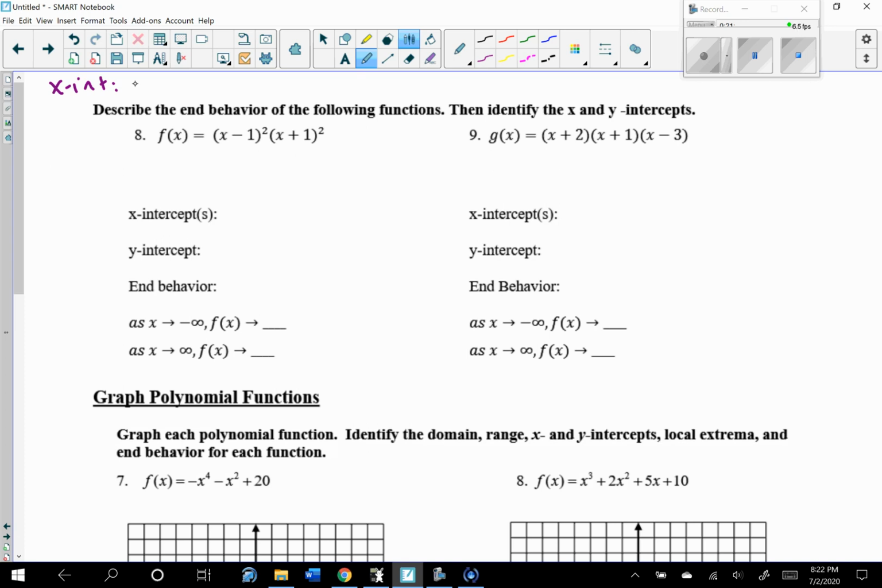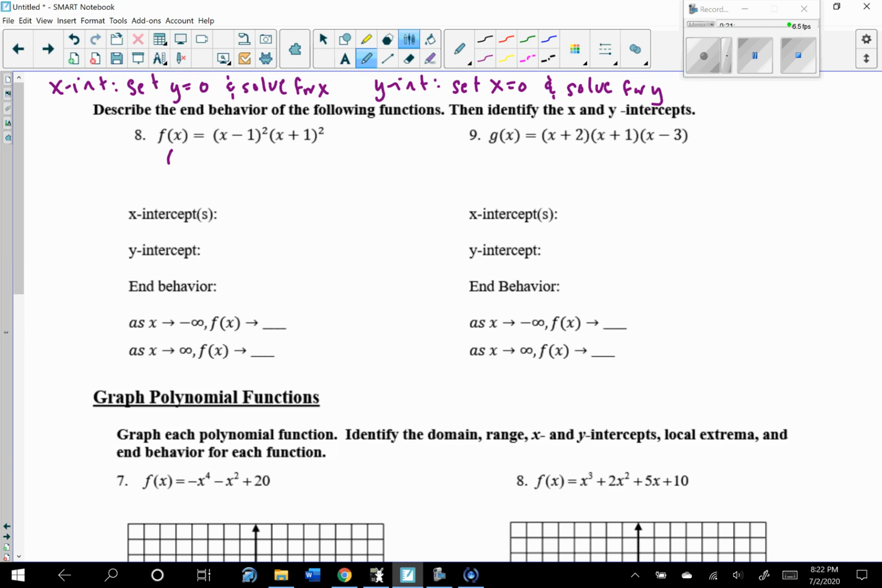So remember, you set y equal to 0 and solve. How do you find the y-intercept? You set x equal to 0 and solve. I should say solve for x here, and this one you solve for y.